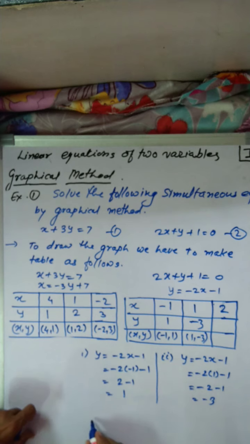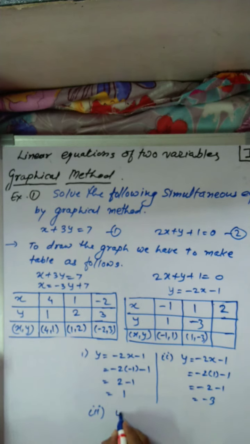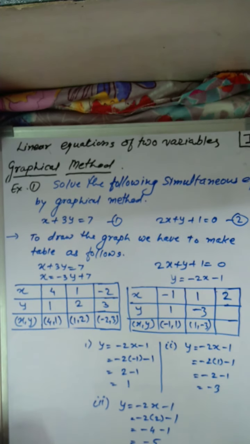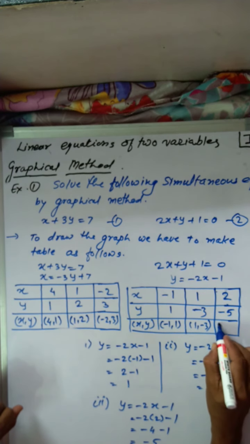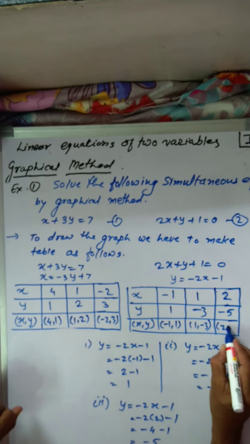And third one, we take x is equal to 2. y is equal to minus 2x minus 1. That means minus 2 into 2 minus 1, which gives minus 4 minus 1. That means minus 5. The third point is 2, minus 5.